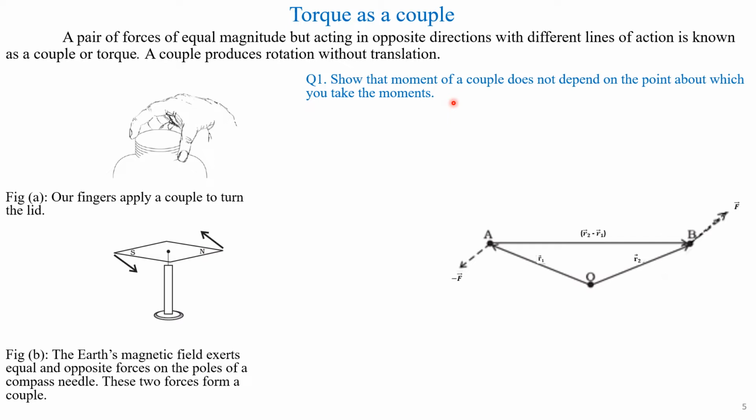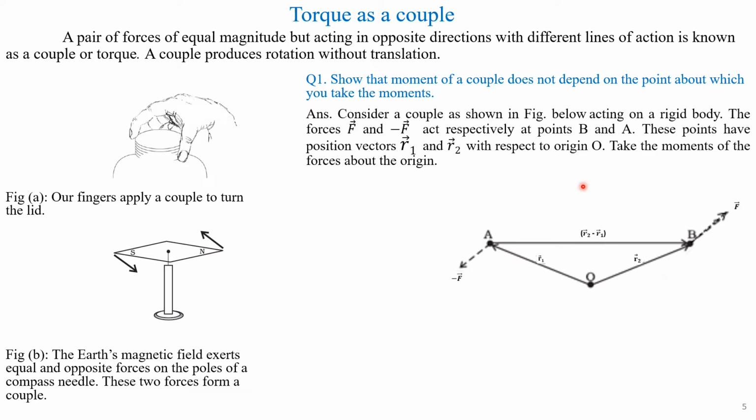Please see the figure here. A and B points are there. The forces acting are minus F and plus F. That is, minus F is acting at the point A and plus F is acting at the point B. R1 and R2 are the position vectors.